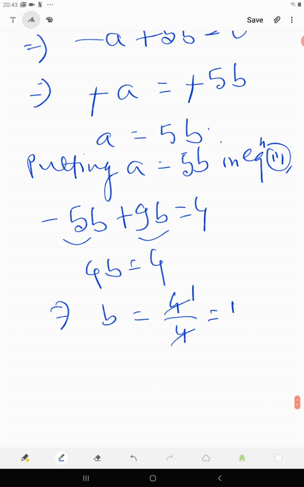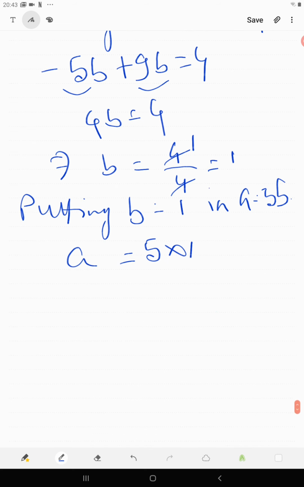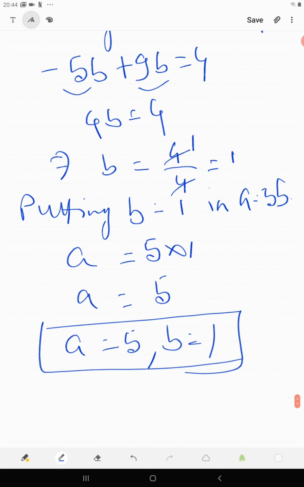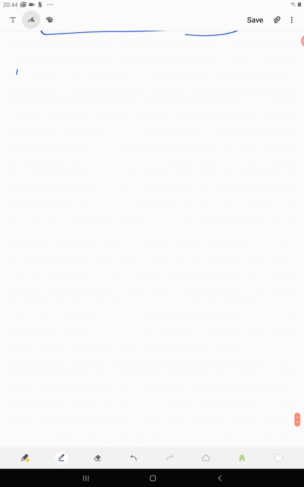Now putting b equals 1 in a equals 5b, what we'll get is a equals 5 into 1. So that means a equals 5. So what we got is a equals 5 and b equals 1. This is our solution. In this case, if we have a equals 5 and b equals 1, then we will get infinite solutions. Let's move on and do the second problem.